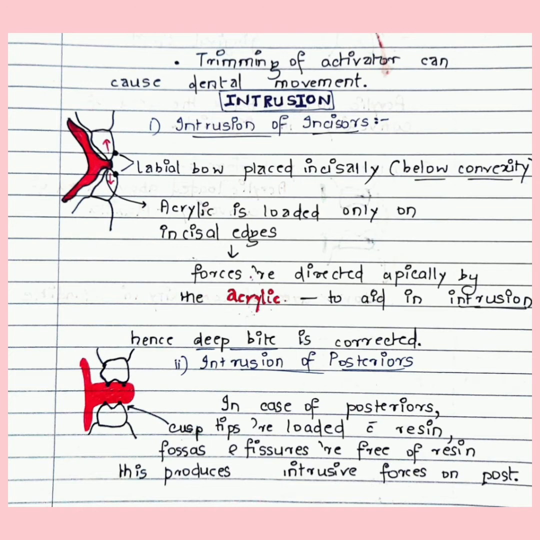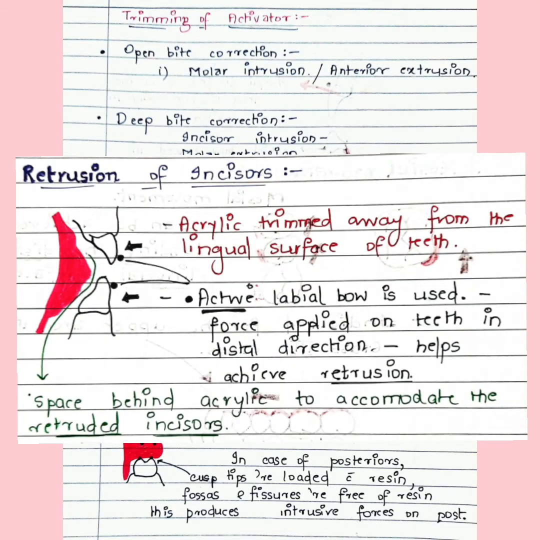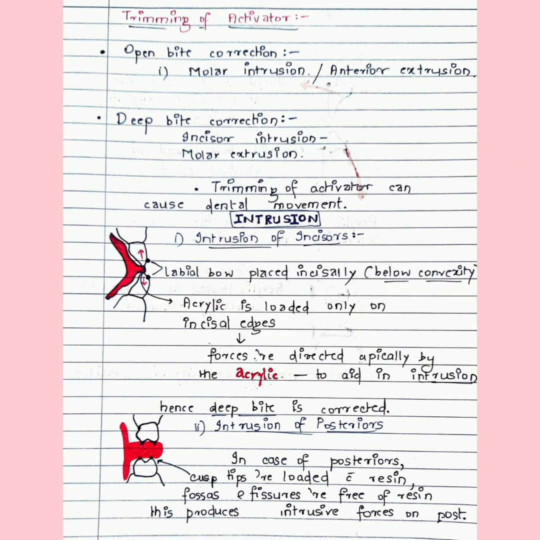Let's say we gave this patient an activator and has proclined upper incisors. So we'll trim away the acrylic from the lingual surface of the incisors, and an active labial bow is used. Active, that is, it is in contact with the surface of the teeth, so that this active labial bow can apply force on the teeth in a distal direction, and that will help us achieve retrusion. Also, we trim the acrylic from behind the surfaces of the incisors, that is, the lingual surface, so there's space behind the acrylic to accommodate the retruded incisors.